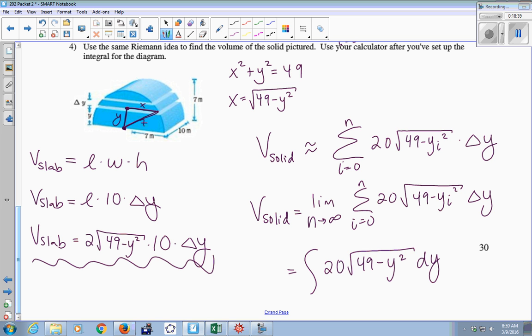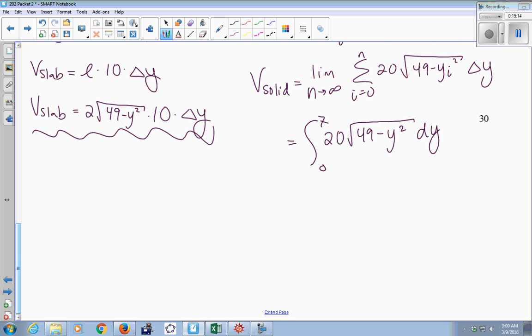I'm stacking up these slabs from, what's the smallest y can be in this picture? 0, like the very bottom slab here, right? I'm very good at drawing. The very bottom slab is at a height of y equals 0. And then what's the very highest slab? What's its height? 7, right? Because that's the height of the whole shape, right? So I'm going to integrate from 0 to 7. I'm stacking up these slabs starting at a height of 0 up to a height of 7.